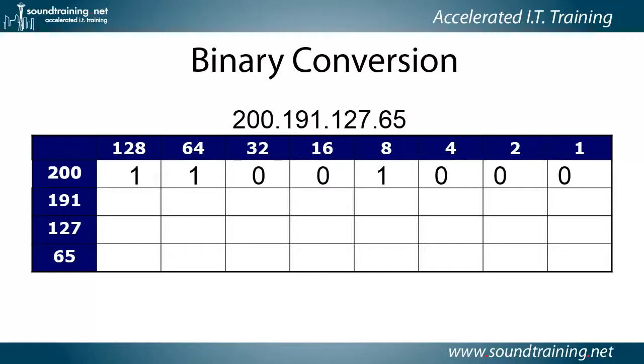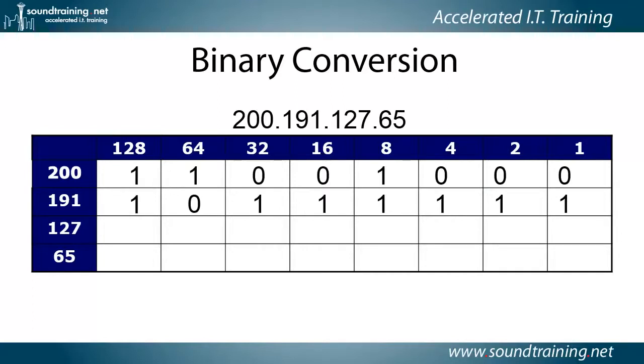Now let's do 191, and I'll show you a really cool trick. Can we subtract 128 from 191? Sure. So we put a 1 in the 128's column, leaving us with a remainder of 63. Can we subtract 64 from 63? No. So we put a 0 there. But look what we put in the remaining placeholders. All 1s. And the reason is simple.